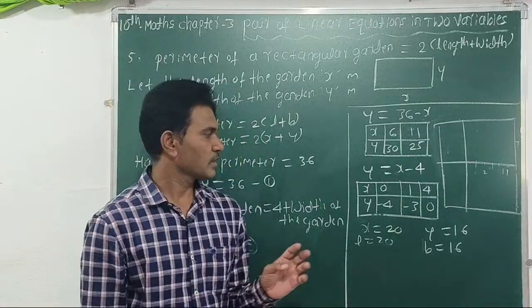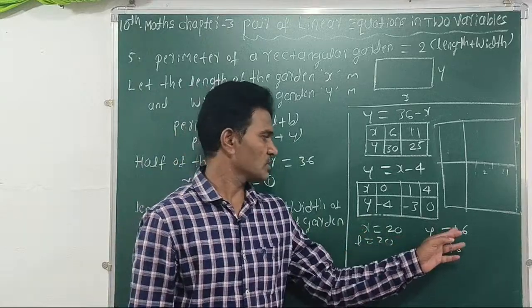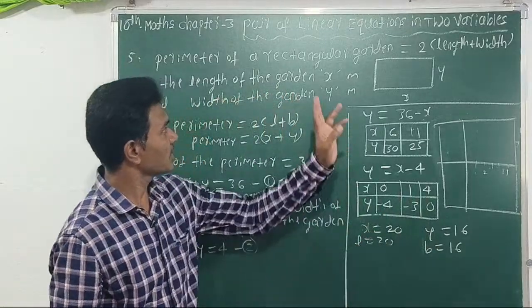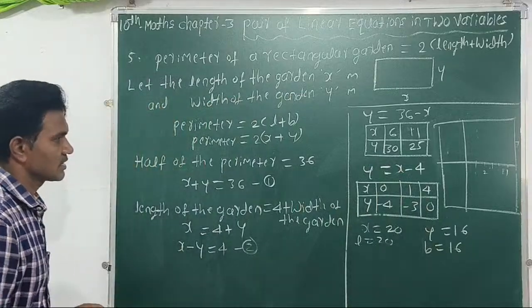After drawing graph, you can get the value of x is 20, y is 16. That means the length of the garden is 20 meter, width of the garden is 16 meter. Let us take the solution.